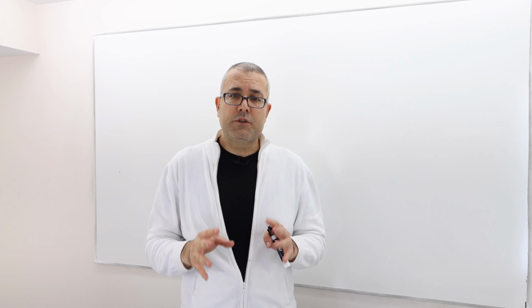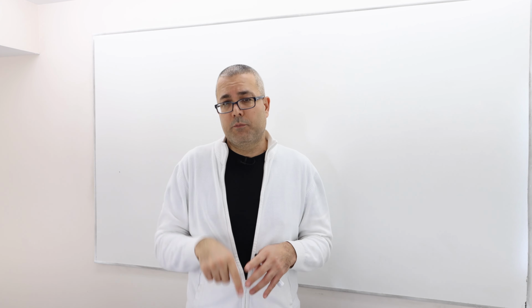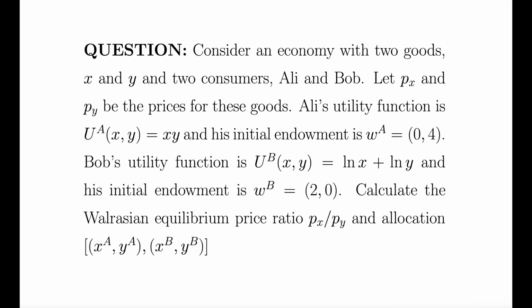I'm going to first solve an example where there's no production, but in the next video, I'm going to solve another example with production. Okay, here's the question. Consider an economy with two goods, X and Y, and two consumers, consumer A and consumer B, Ali and Bob. Let Px and Py be the prices for these goods.